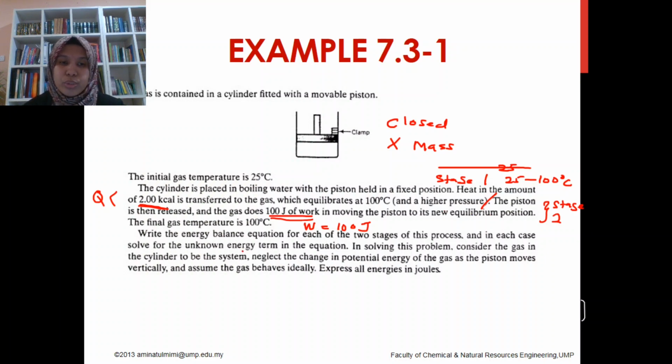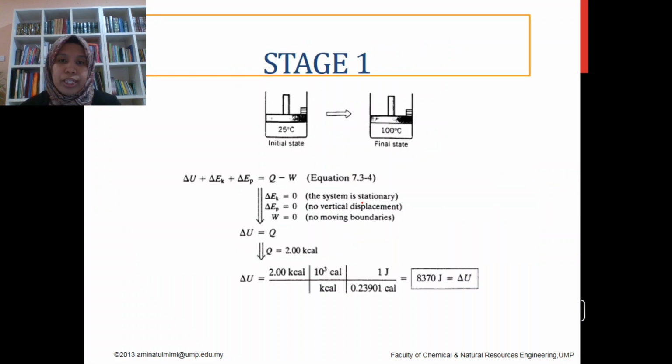The question asks you to write the energy balance for each of the 2 stages of this process and solve the unknown. Okay, so at the first stage, we know the initial state is 25 degrees and increases to 100 degrees. As I mentioned earlier, the heat that has been supplied to increase the temperature from 25 to 100 is 2 kilocalorie. So this is the energy balance equation.